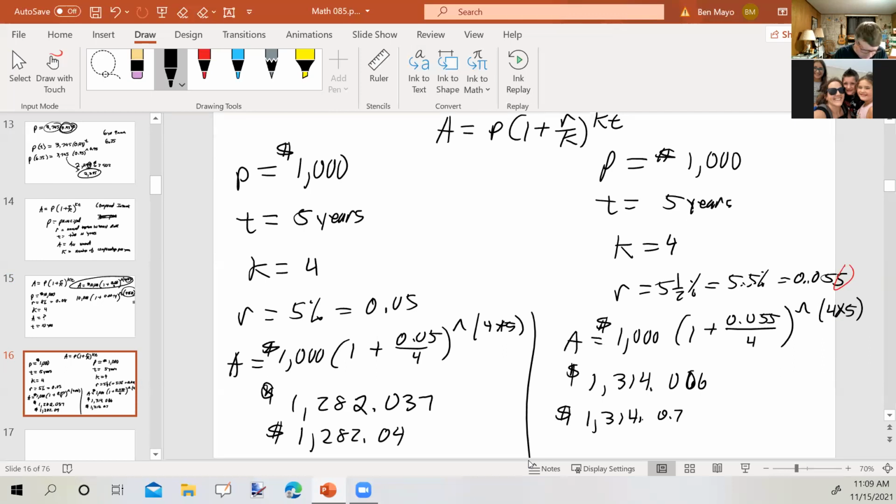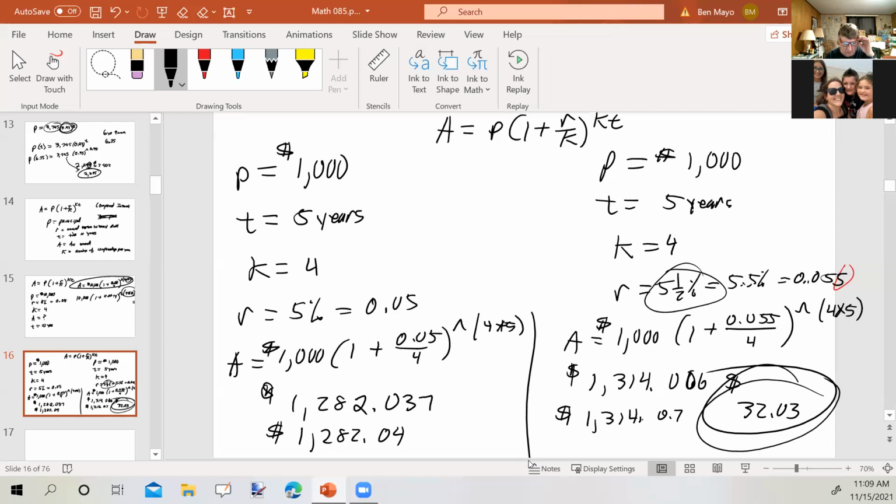So I'm going to take 1314.07 minus 1282.04, and I get $32.03. Now, that may not seem like much over 5 years, but it's the same amount invested. It's just sitting there in the bank or whatever institution, but having 0.5% more in interest rate, you get $32.03 more. So if everything else is equal and you've got 2 different potential investments, the one that pays the higher interest rate would be the better one.